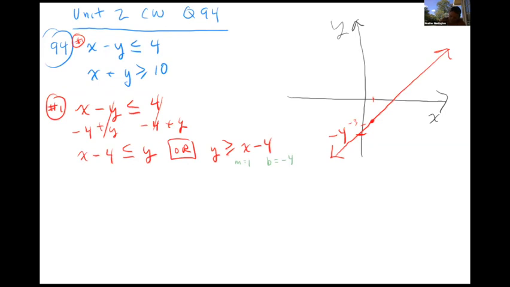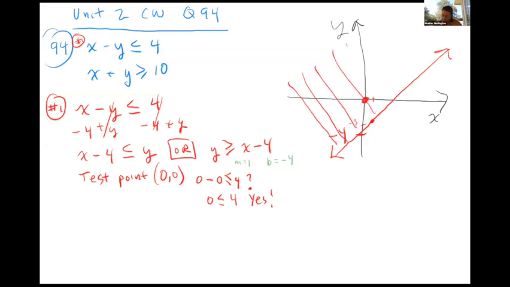And I'm going to use a test point. I can use 0, 0 because it's not on the line. And I like to go back to the original in case I've made a mistake. 0 minus 0, is that less than or equal to 4? So 0 less than or equal to 4? Yes. That means the point 0, 0 right there is in the solution set. So we're going to graph this side. This is the half plane that is represented by the first inequality.